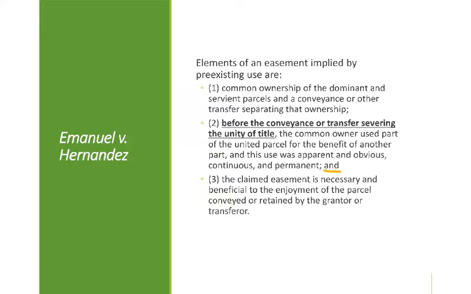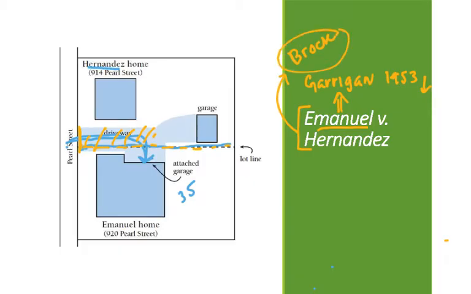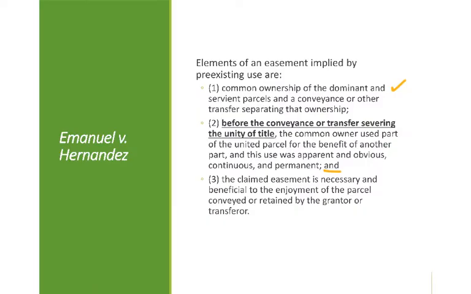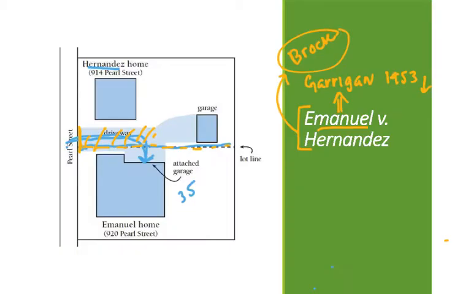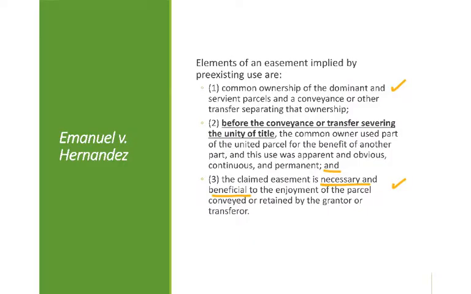Well, the court felt that the plaintiffs were able to show element 1, because if you remember, they showed that Brock owned both parcels. They were also able to prove element 3, which claimed that the easement was necessary and beneficial, right? Because if we go back, without this easement, they won't be able to use this garage. But the court felt that the second element of the implied easement rules was not met.